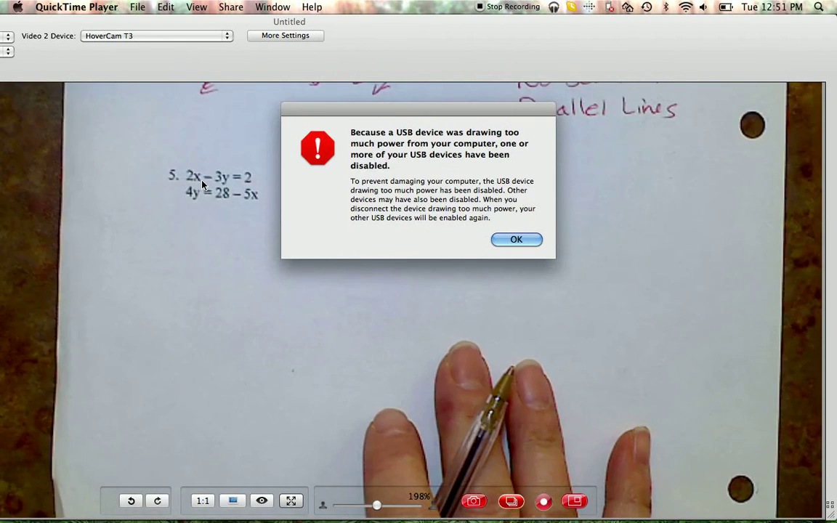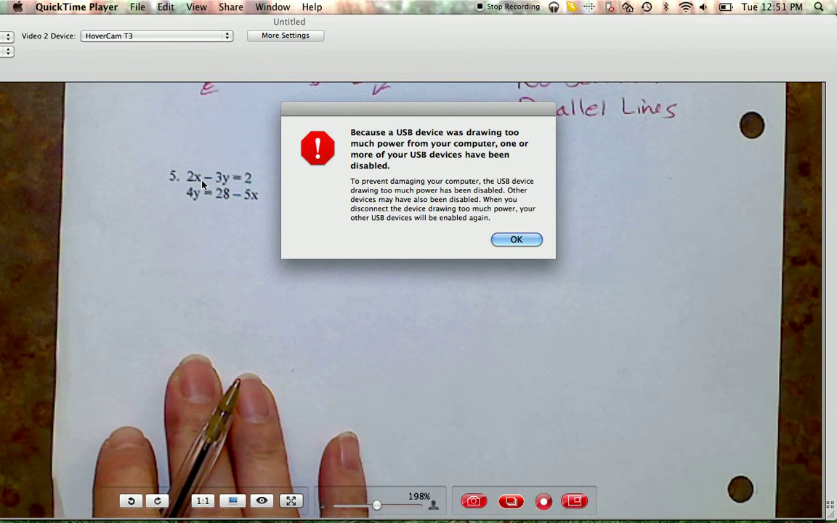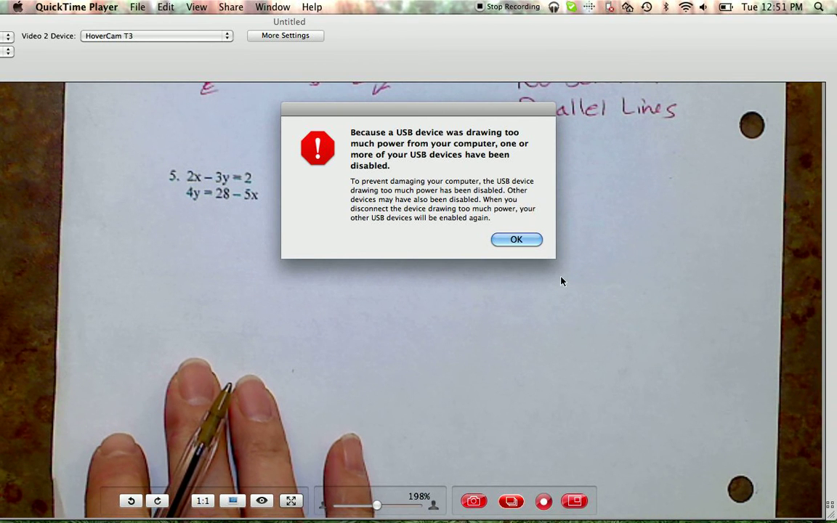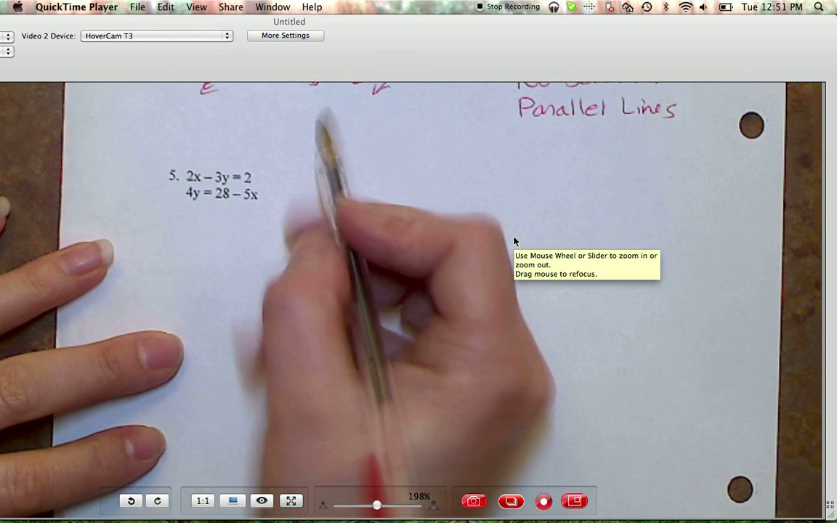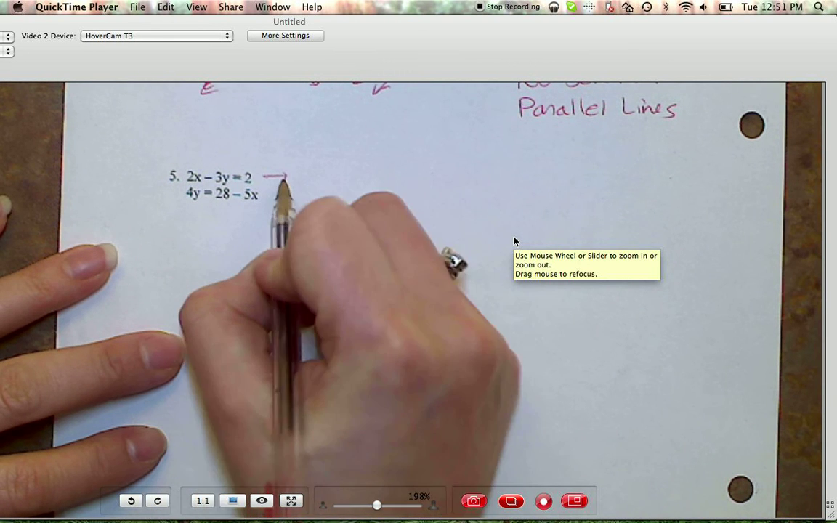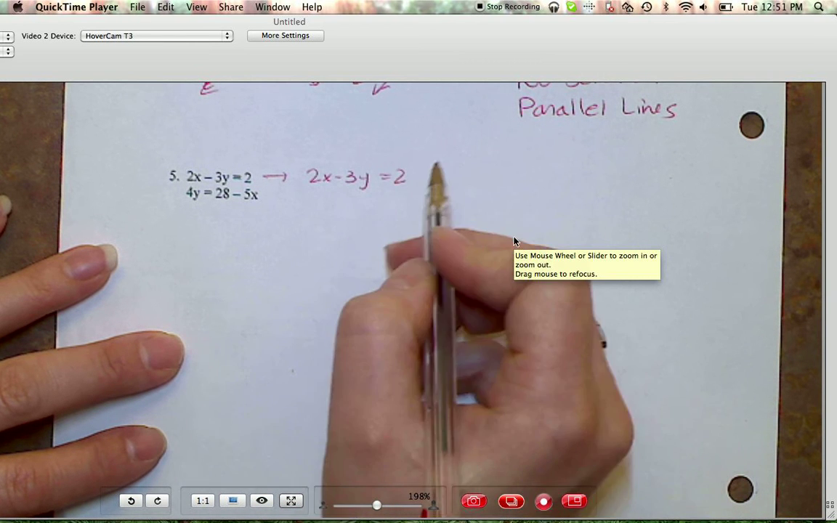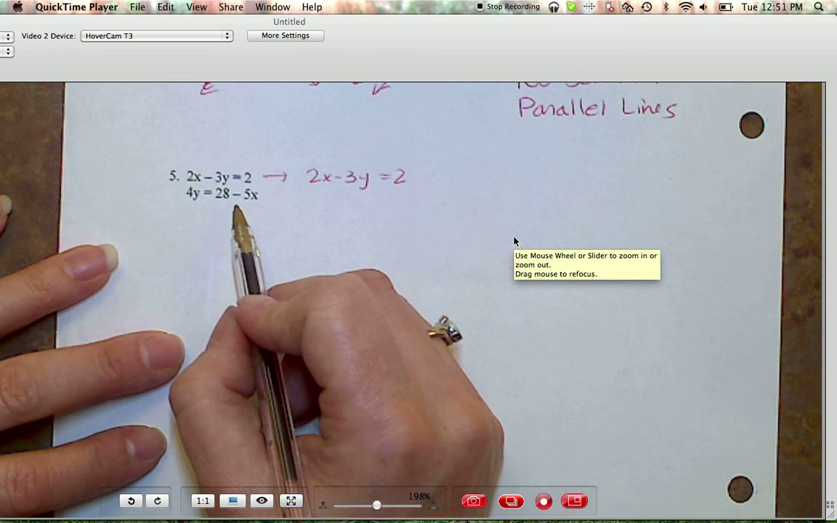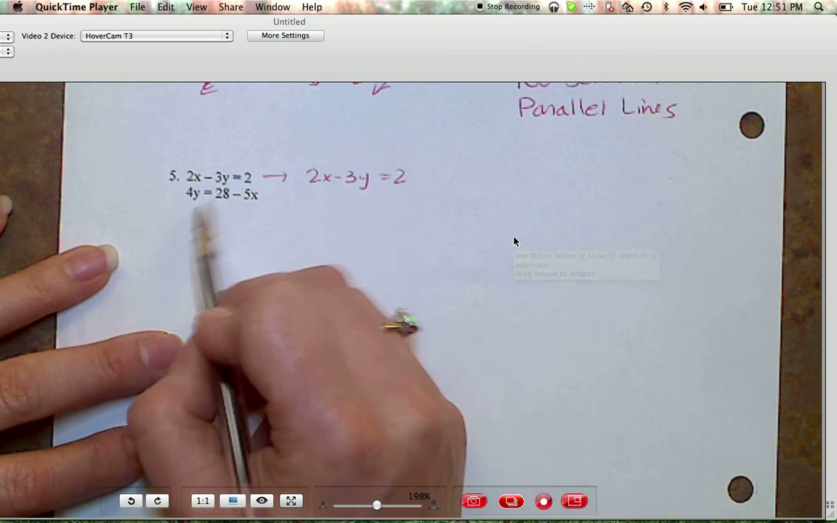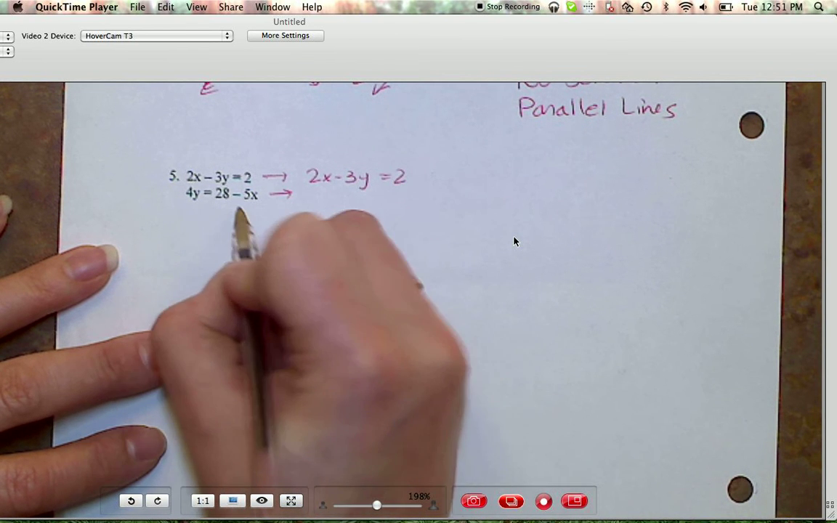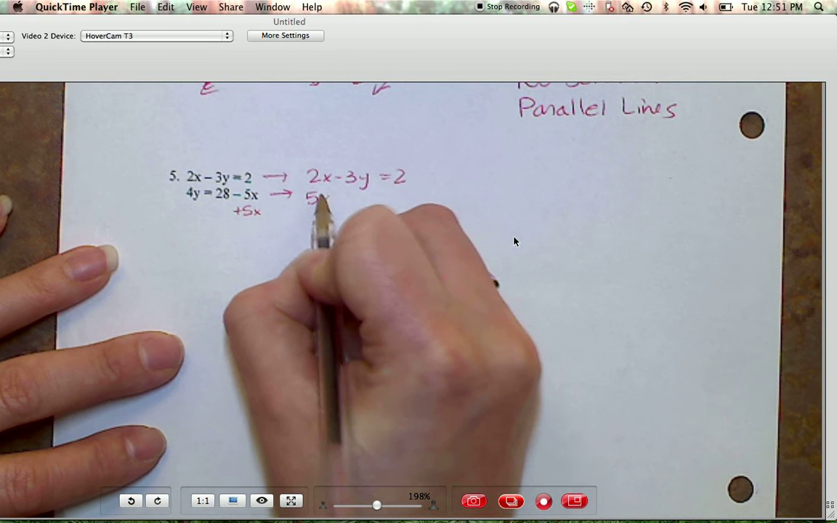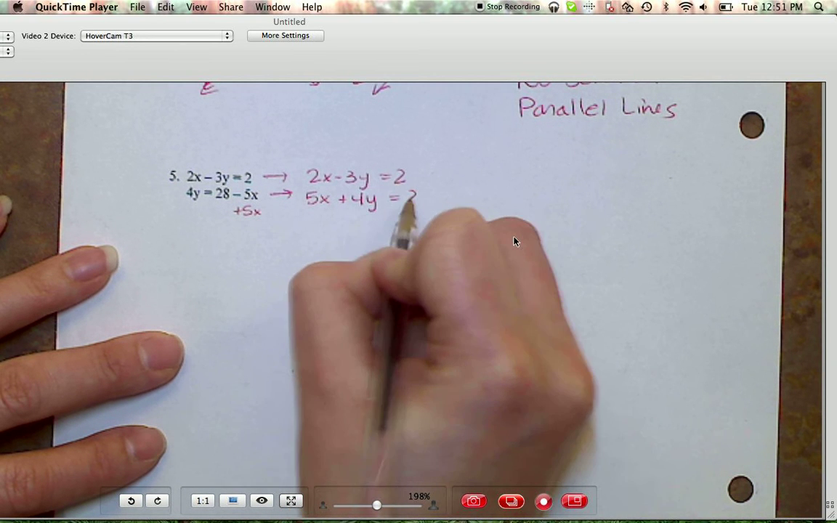Last one here, number 5. We need to put this in standard form. This one's already in standard form: 2x minus 3y equals 2. This one is going to be add 5x to both sides. So we get 5x plus 4y equals 28.